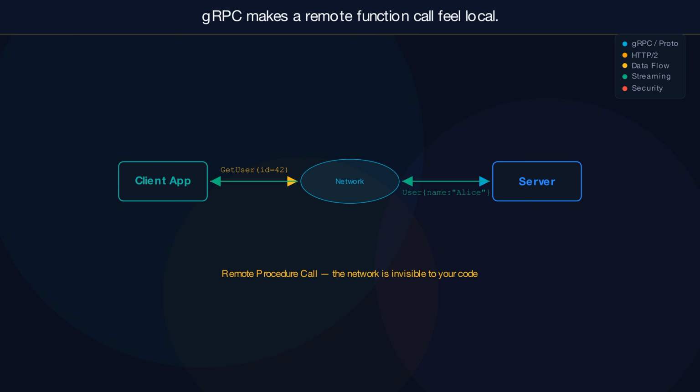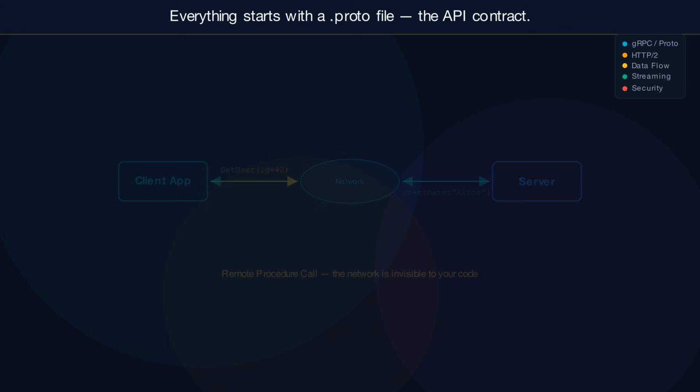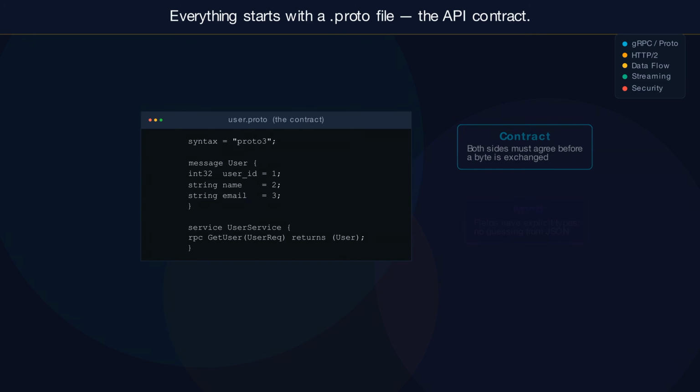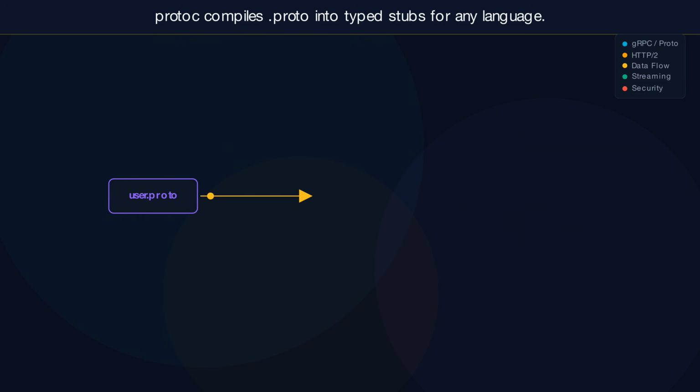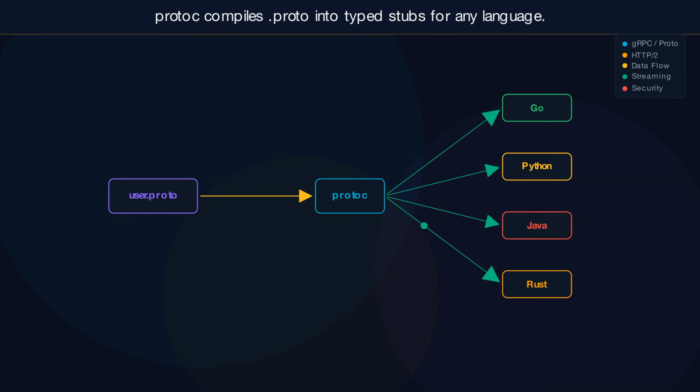It all starts with a .proto file, your API contract. You declare your data types, your field names, and your service methods. Both client and server agree on this contract before a single byte is exchanged. Run protoc, the protocol buffer compiler, and it generates typed client stubs and server interfaces in Go, Python, Java, Rust, or C++. No HTTP handlers to write. No JSON parsing. Just call the generated stub directly.